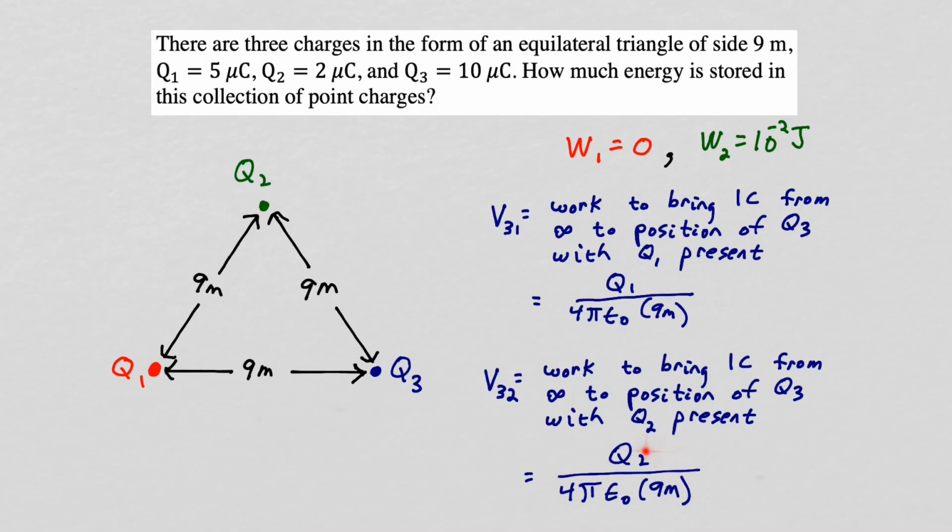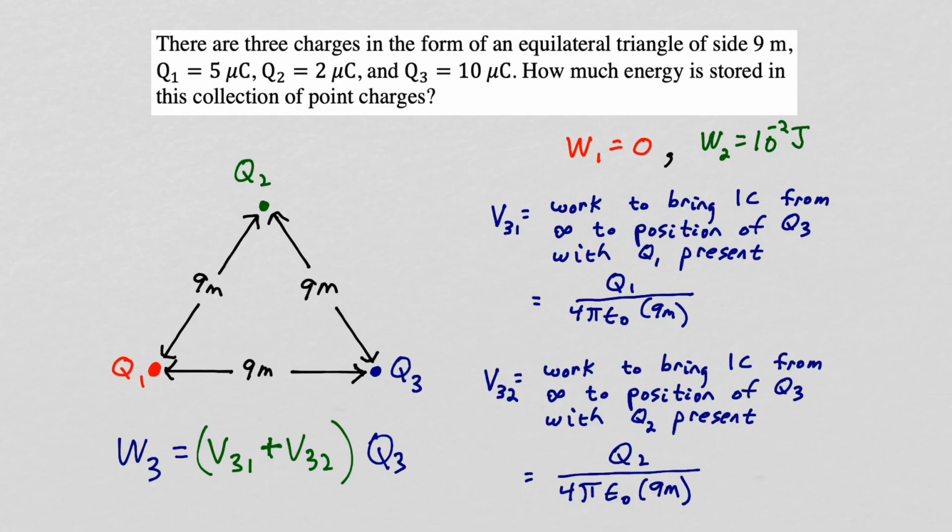Superposition holds, so V sub 3(1) plus V sub 3(2) is the work to bring 1 coulomb of charge from infinity to the location of Q sub 3. If we multiply V sub 3(1) plus V sub 3(2) by Q sub 3, we have the amount of work it takes to position Q sub 3 if Q1 and Q2 were present.